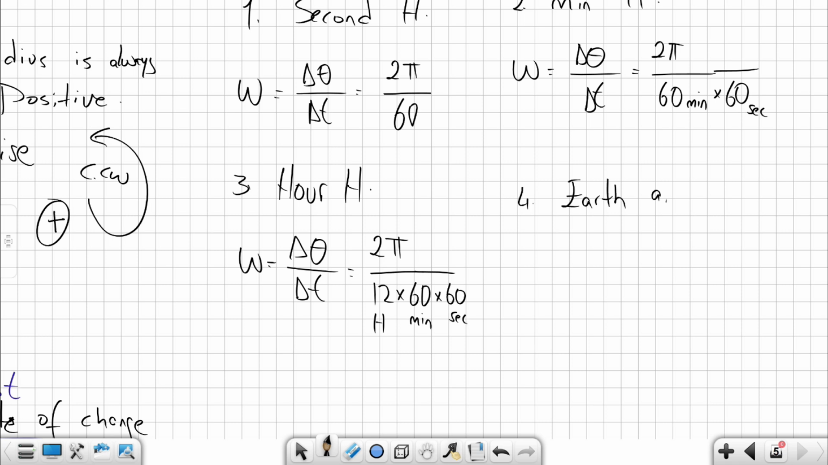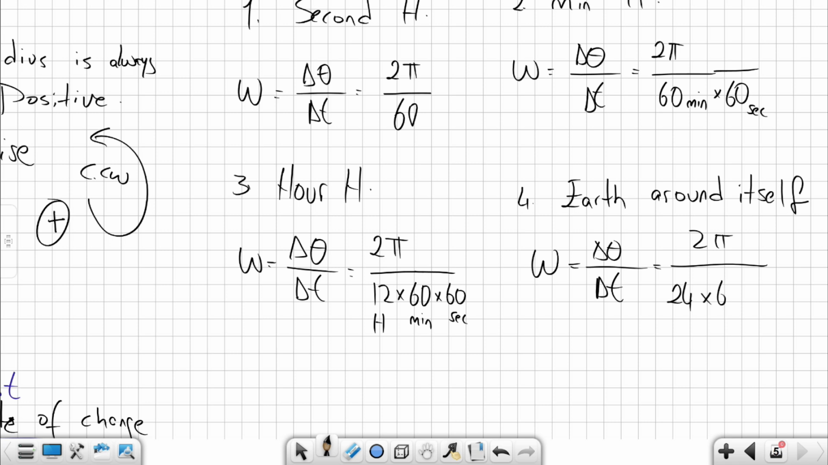And another example is Earth around itself. Again, it can be found by using the same equation. It completes one cycle. One cycle is again 2 pi. It completes one cycle in 24 hours. Convert into minute and convert it into second. So this is hour, this is minute, this is second. And you can also find the angular speed of Earth around Sun, which is a Wazari question.